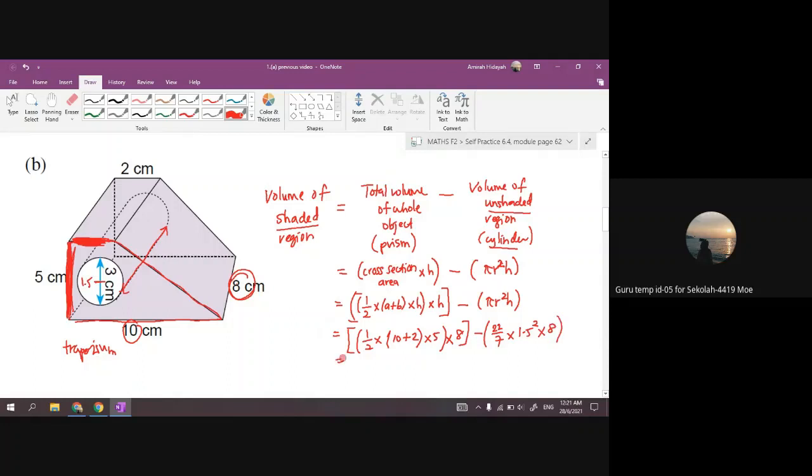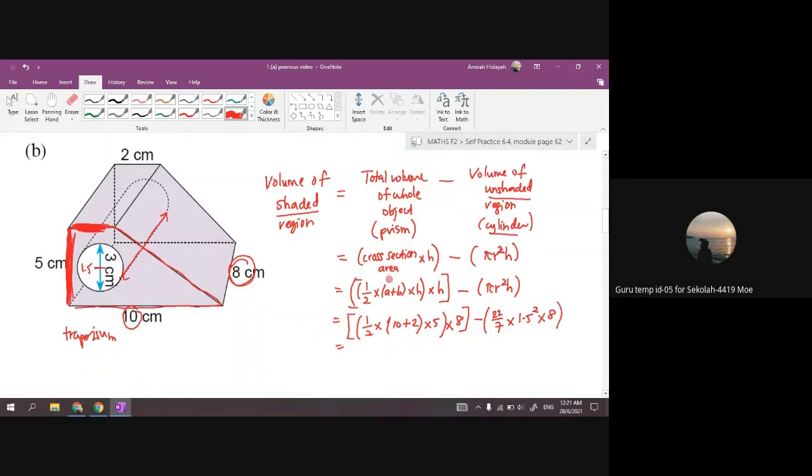So you will get the total volume of the whole object, which is the prism, 240. So minus the volume of the unshaded region, which is the cylinder, 56.57. So you will get the volume of the shaded region as 183.43 centimeter cube.